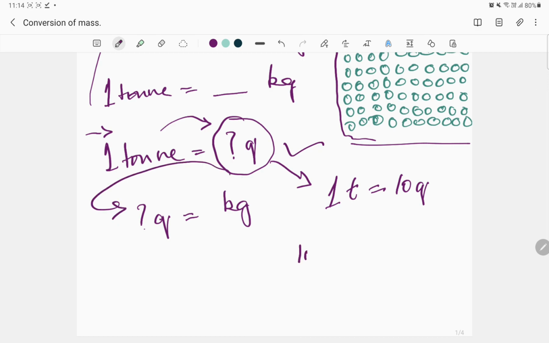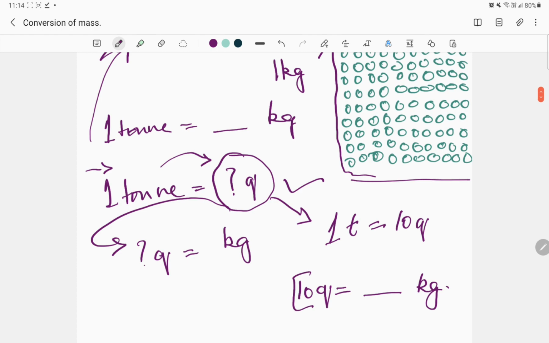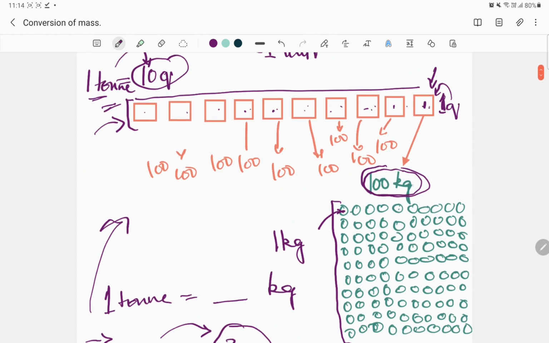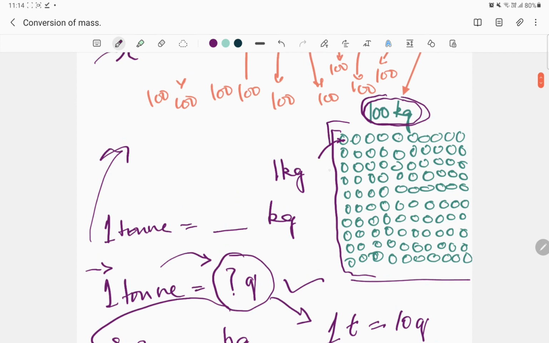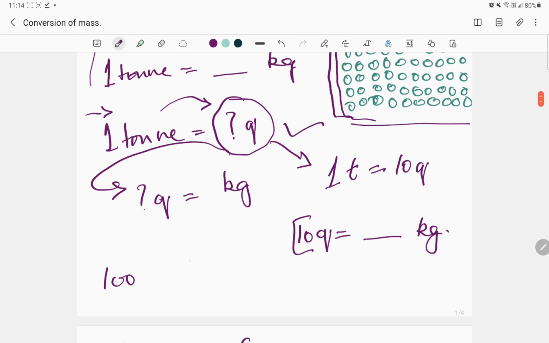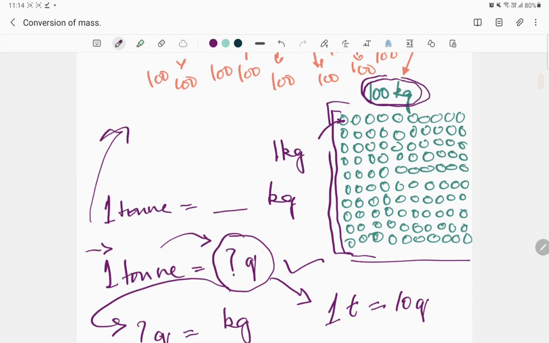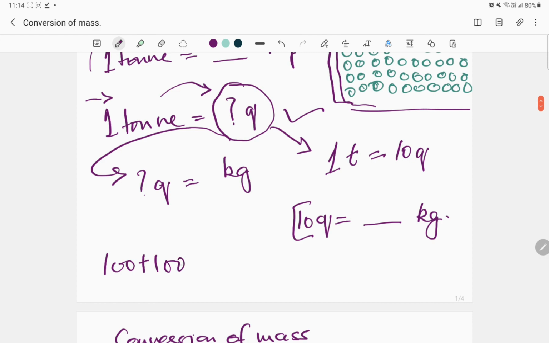If 1 ton is 10 quintals, then 10 quintals is equal to how many kilograms? So you have to count the number of kilograms. Let us just look at the first quintal. 1 quintal has 100 kilograms, and you can actually see 100 kilograms here in this image. So you can take 100 kilograms in the first block, 100 in the second block, 100 in the third, fourth, fifth, sixth, seventh, eighth, ninth, and 10th. So you can add up 100, 10 times. And what do you get? You get 1,000 kilograms, right?